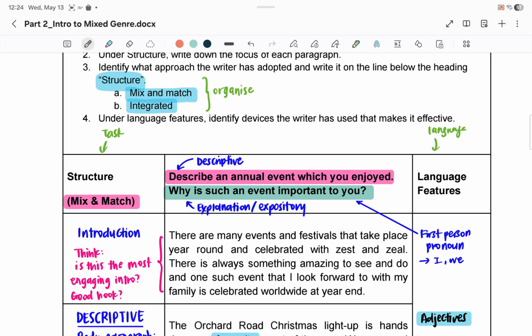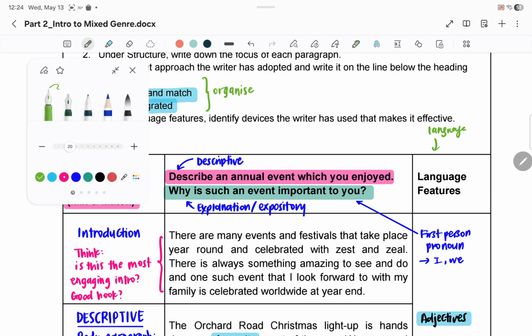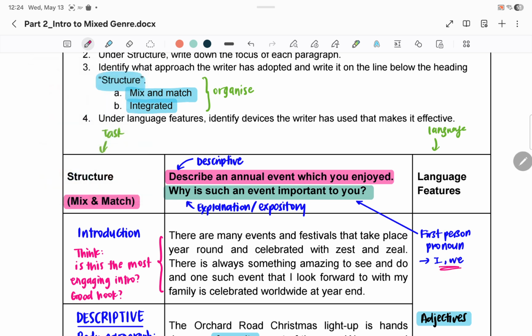And more importantly, it is for you to explain why this event means a lot to you. So when you're asked to write about yourself, you have to make sure that you use the correct pronoun. Okay, so in this situation, yes, you're allowed to use the first person pronoun to explain your point of view, to share it in a personal manner. So you can read the different parts of the paragraph.